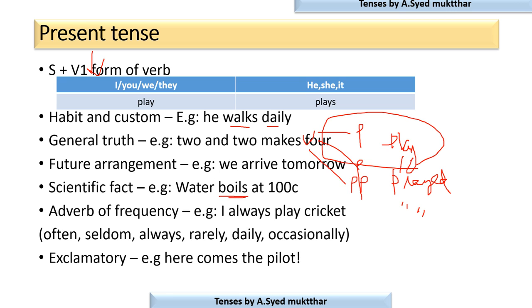Then adverbs of frequency, like always, seldom, rarely, daily, occasionally. In this kind of sentences, after the word we should use V1 form of the verb. So at last, exclamatory. In exclamatory sentences we will use present tense. Here comes the pilot. So these are the uses of the present tense. So I am once again revising the concept. Present is nothing but the subject plus V1 form of the verb. It is used for habits and customs, general truth, future arrangement, scientific fact, adverb of frequency, and exclamatory.